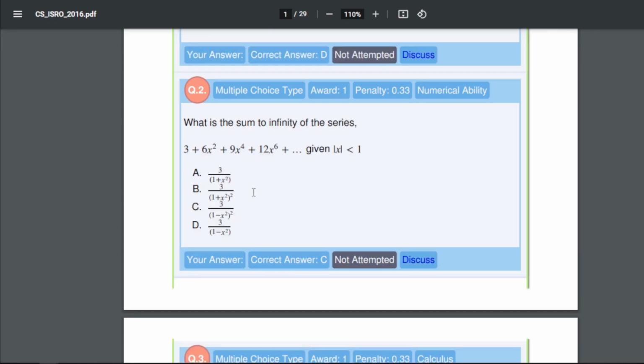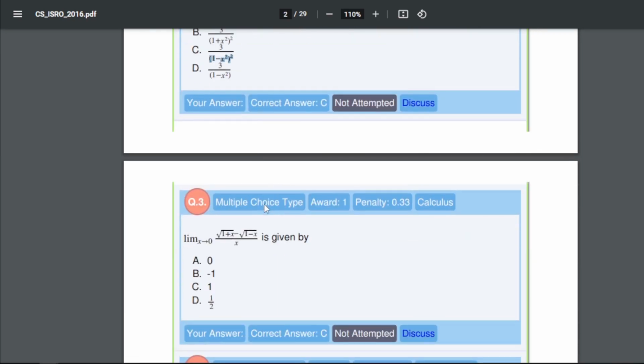Next question is, what is the sum to infinity of the series? This is the series that we have been given, and we have to find the sum. If you solve this particular question, you will find the answer as C, that is 3 by (1 minus x square) whole square. So option C will be your answer.